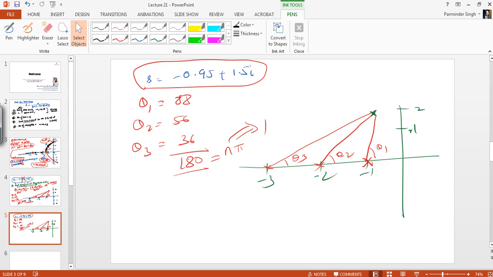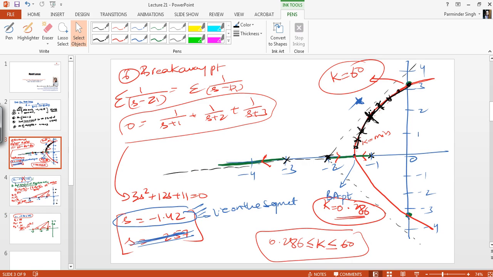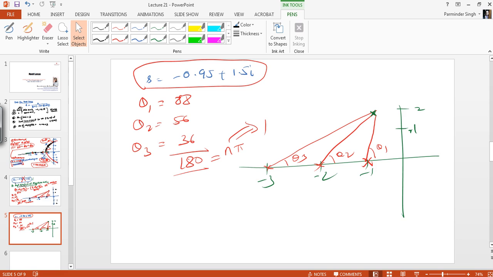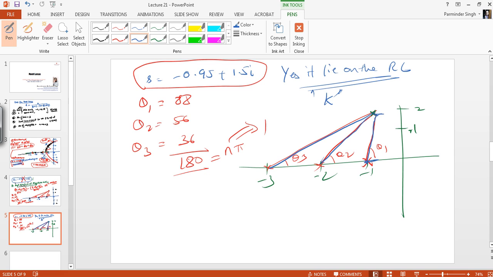Now since this point lies on the root locus, that means it must have a gain value, k value, between minimum and maximum. So we now need to identify that k value. Clear? Now how to identify that value? For this, with the help of a scale, we're going to measure this distance, this distance, and this distance.